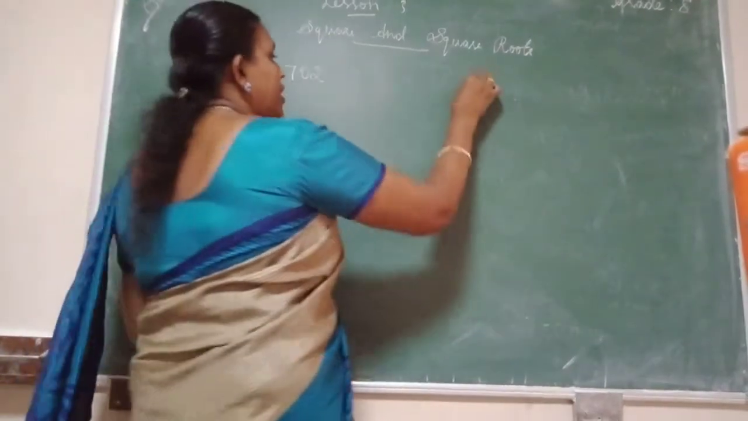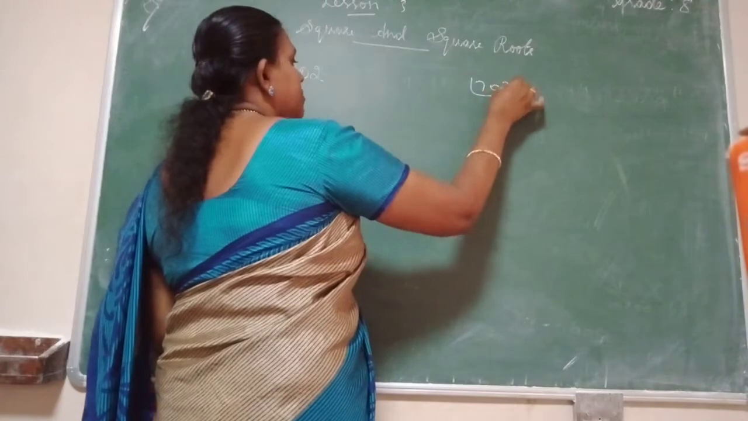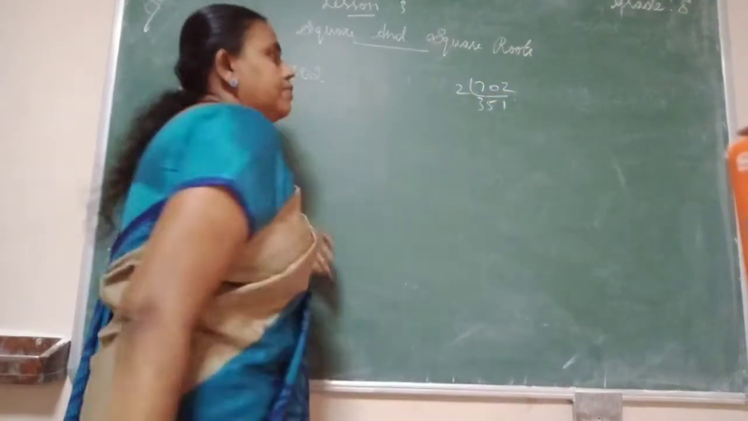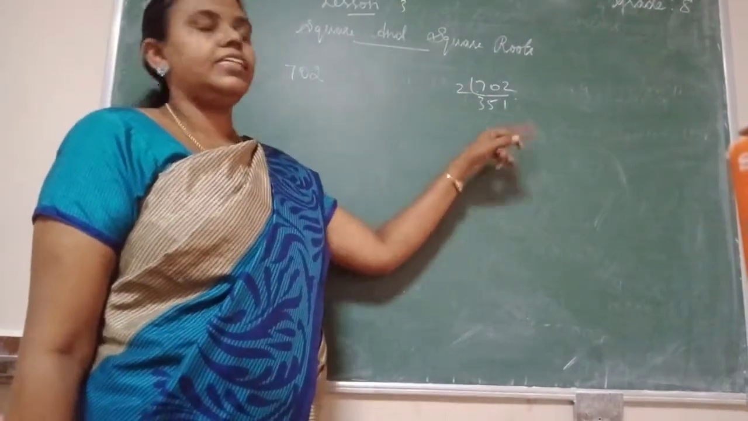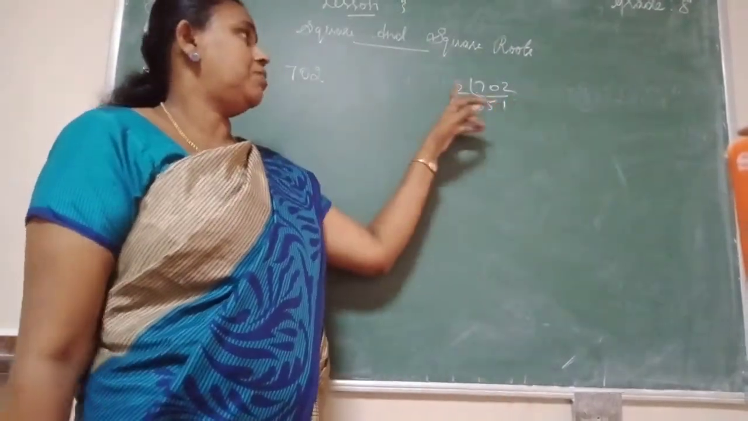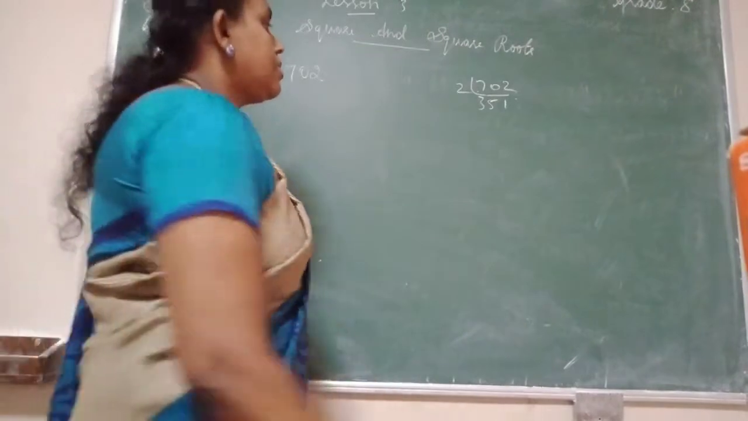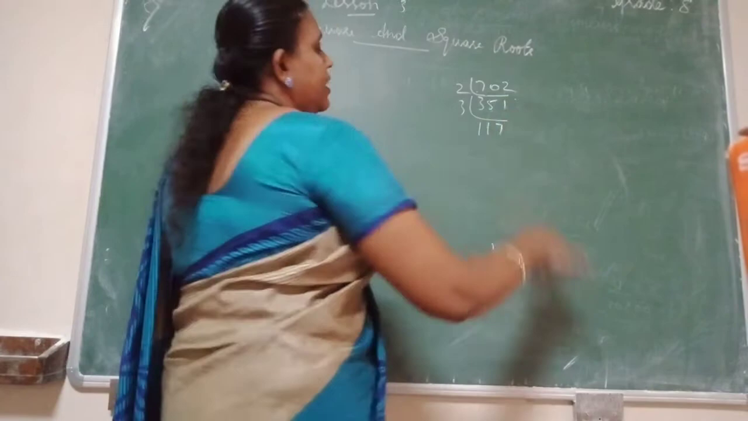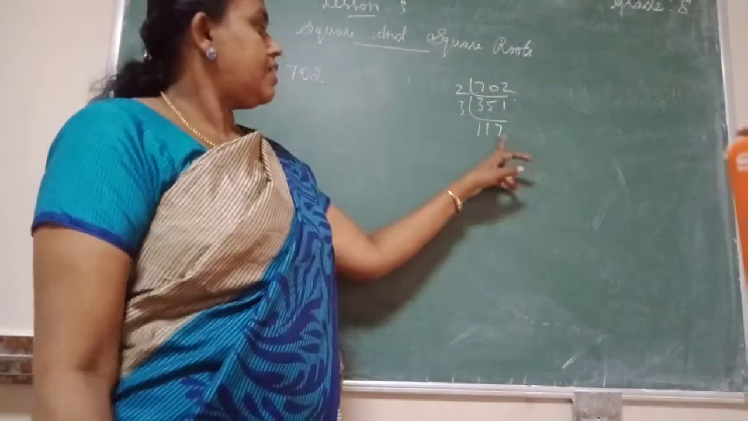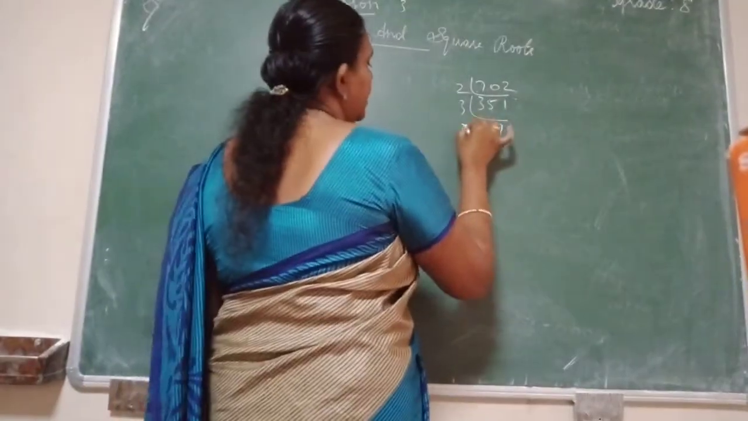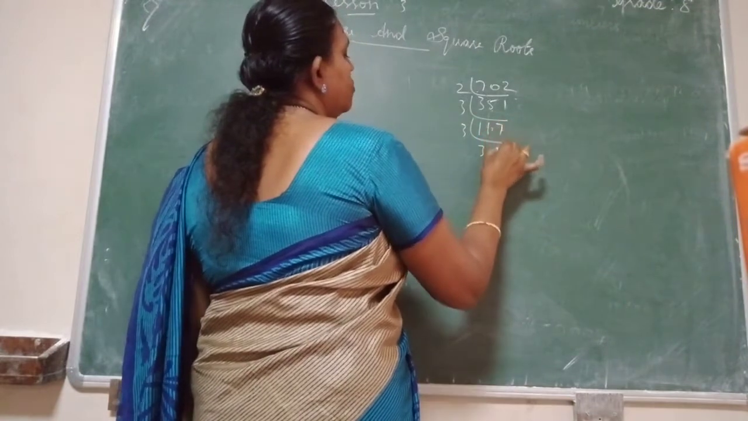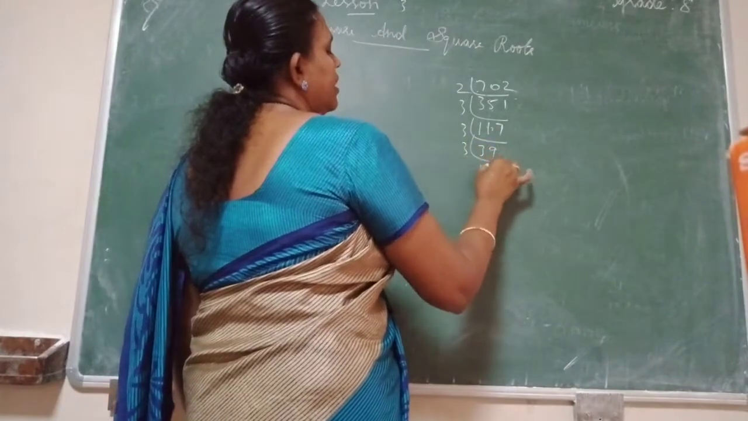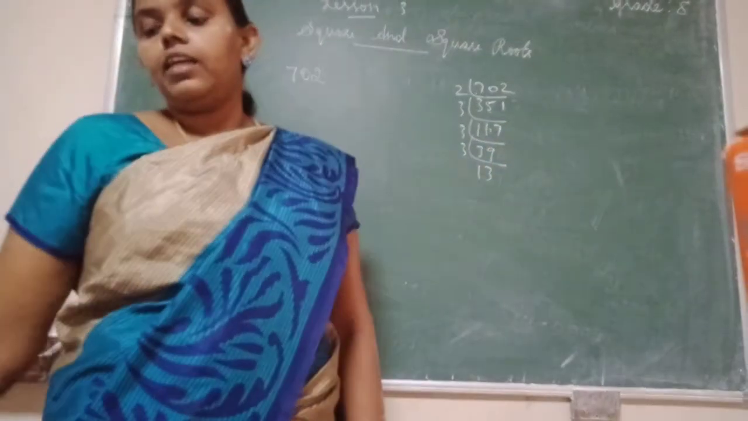So first we will do our method, the prime factorization method. 2: 3 twos are 6, 5 twos are 10, 1 two is 2. Okay, 351 is an odd number, so I can't go for 2. Since it is an even number I tried for 2, but this is odd, so I will try for 3. 1 three is 3, 1 three is 3, 7 threes are 21. Again 117 is odd, so I will go for 3. 3 threes are 9, 2 left, 9 threes are 27. Again an odd number, so I will go for 3.